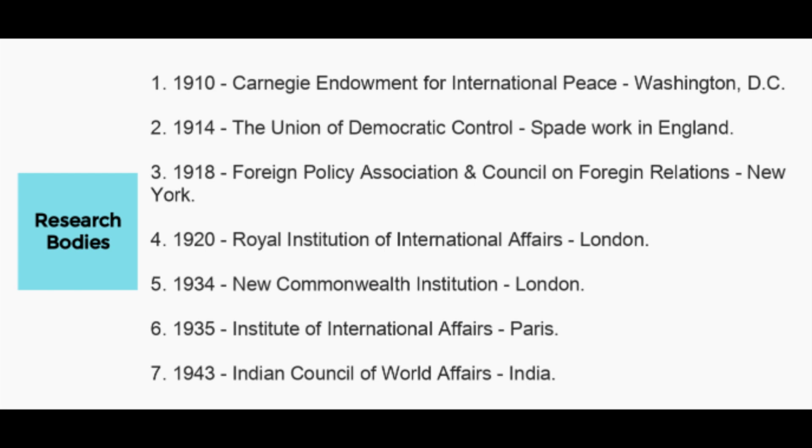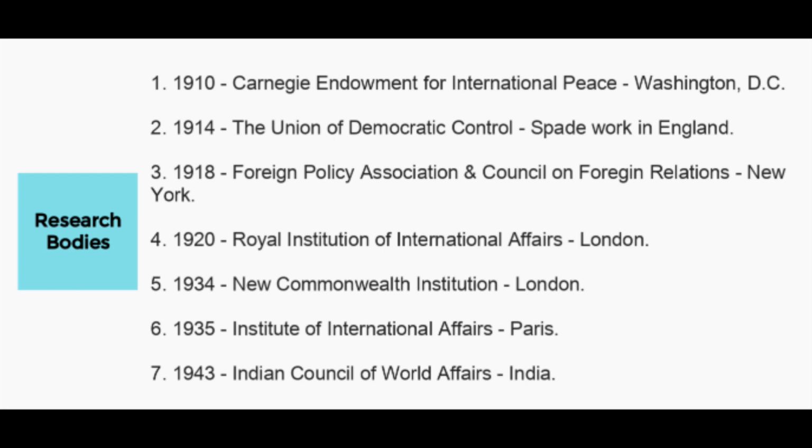Then we have the New Commonwealth Institute, which was set up in London in 1934. This was subsequently renamed the London Institute of World Affairs, and it released its journal called World Affairs. By 1935, we have a research organization by the name of the Institute of International Affairs, formed in Paris. And in India, a non-governmental organization, the Indian Council of World Affairs, was established in New Delhi in 1943 for promoting interest in foreign relations and world affairs. It also came up with a journal called India Quarterly.